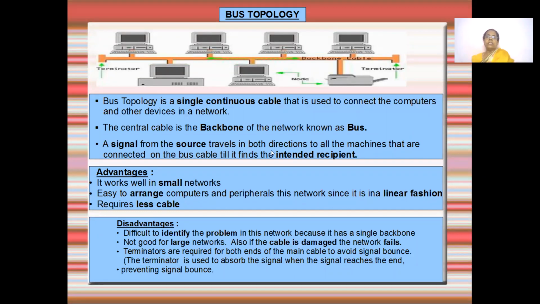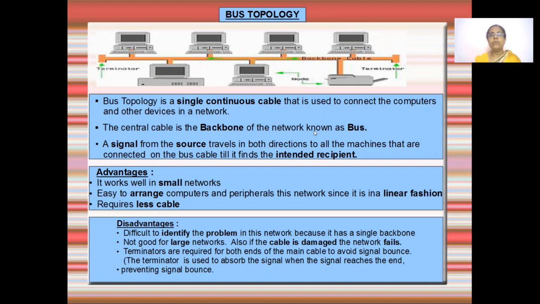In the bus topology, you can see that the arrangement is in a straight line. This cable, which is in a straight line, is called the backbone cable. It's a single continuous cable, and on this cable, each computer is connected. These computers are called nodes. Since they are in a straight line, it's called the bus topology.